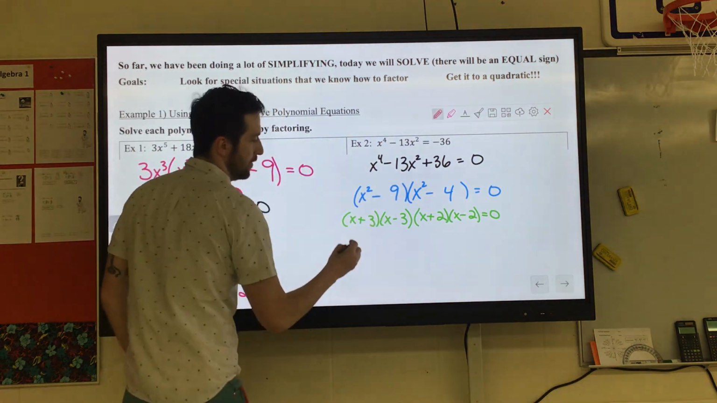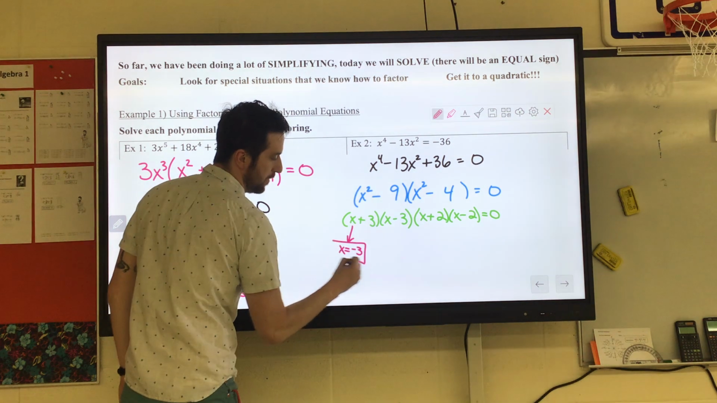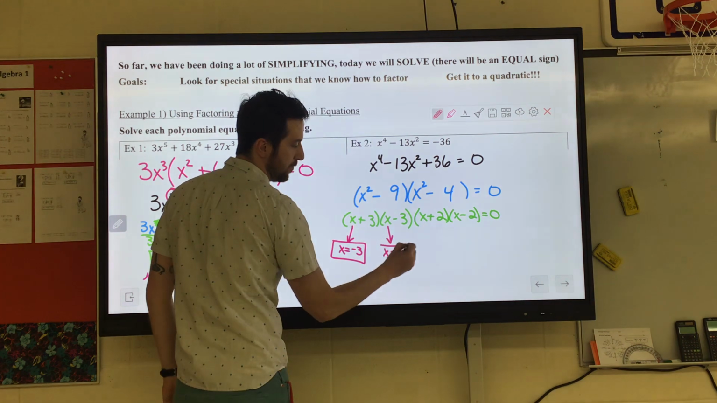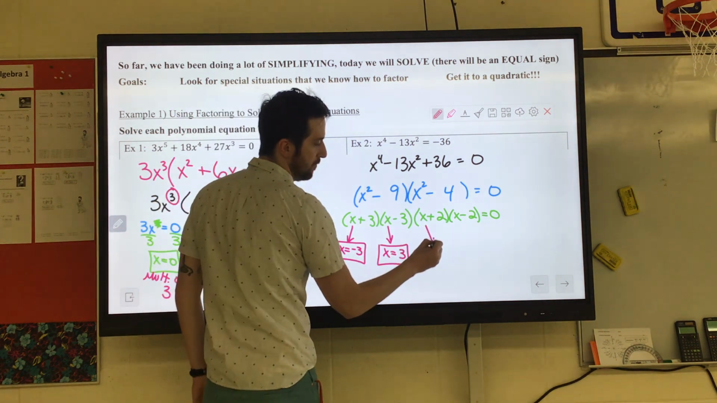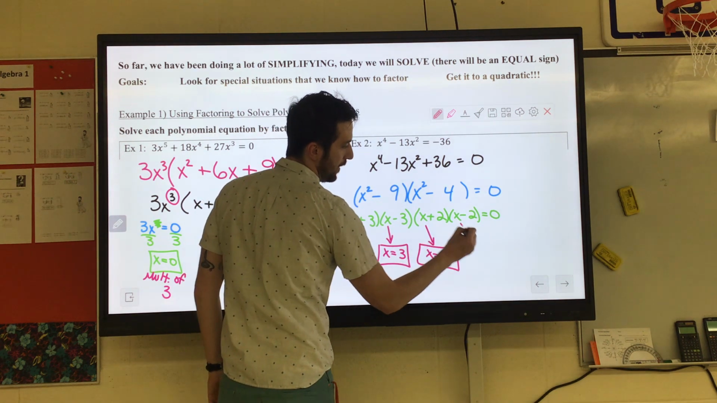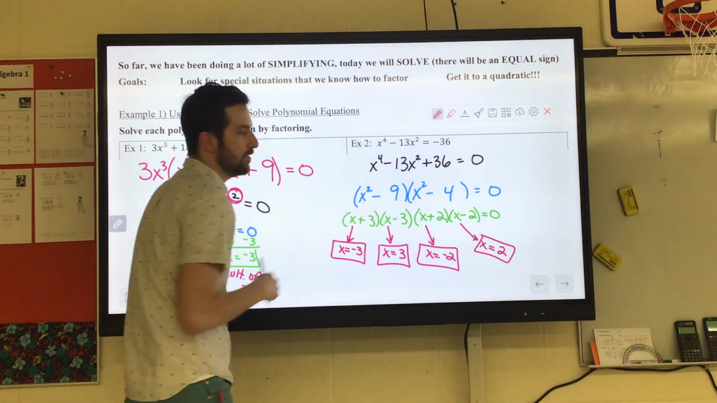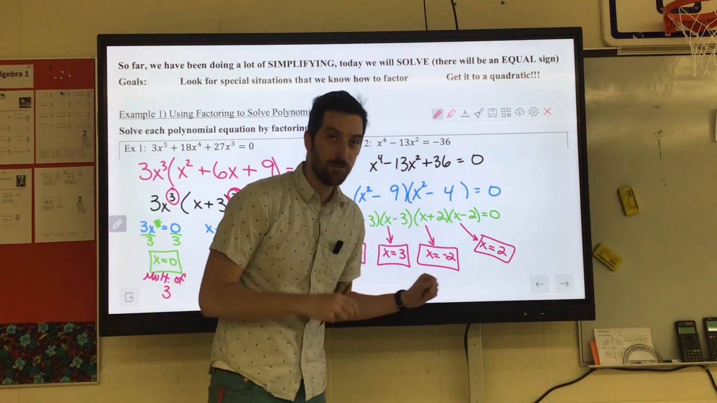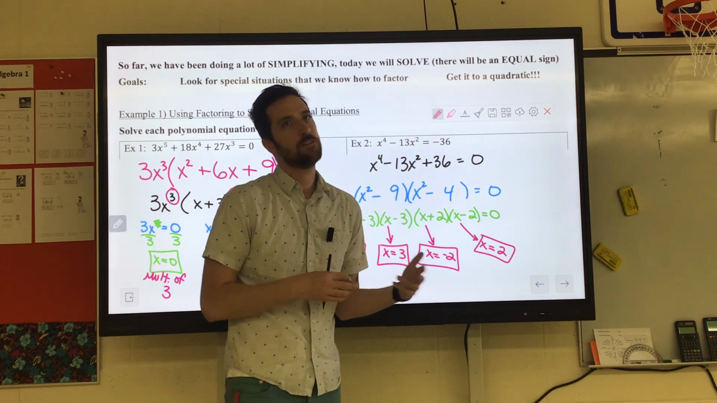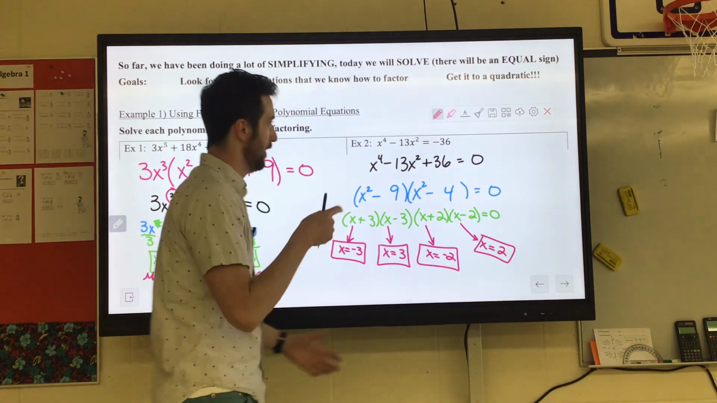There it is. So here, the x plus 3, that x would equal negative 3. X minus 3, that means x equals positive 3. X plus 2, x equals negative 2. And x minus 2, x equals positive 2. And again, you could set up an equation for each one of those. X minus 2 equals 0, and then add 2, and you still get 2 that way. I'm just saying we're probably to the place where we don't need to actually write the equation. We could just kind of do it in our head a little bit.